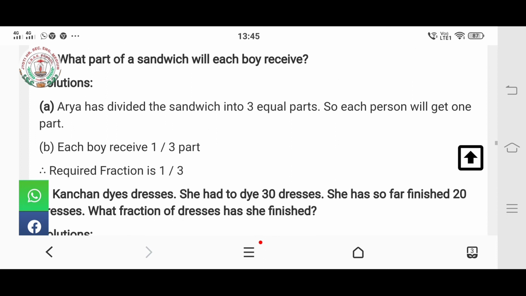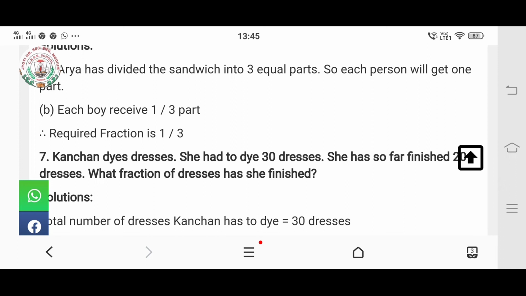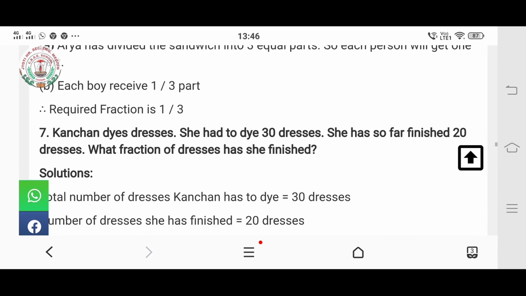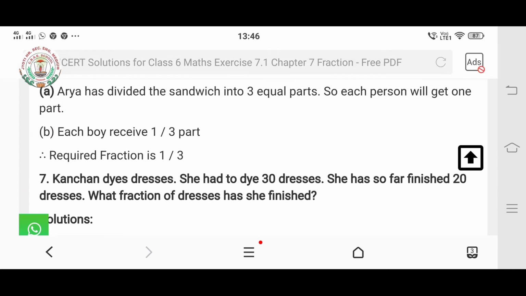Coming to the next question. Kanchan dyes dresses. She had to dye 30 dresses. So far she has finished 20 dresses. What fraction of dresses has she finished? It is just like the question of the fraction of 8 hours in a day and 40 minutes in an hour. Or you can say it is like how many marks one person is scoring in any of the exams.